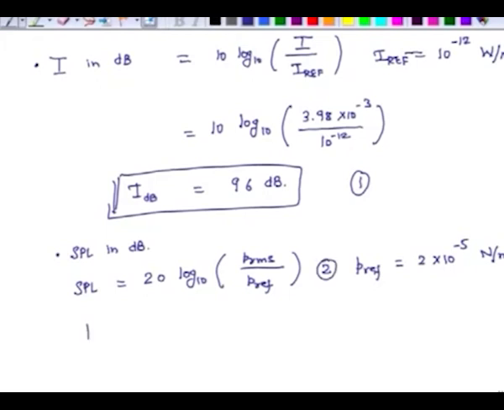Now, RMS pressure depends on peak pressure and also on the shape of the signal. So, for instance, let us look at this further. If I have a sine wave, this is my peak value, let us say we call it P peak.